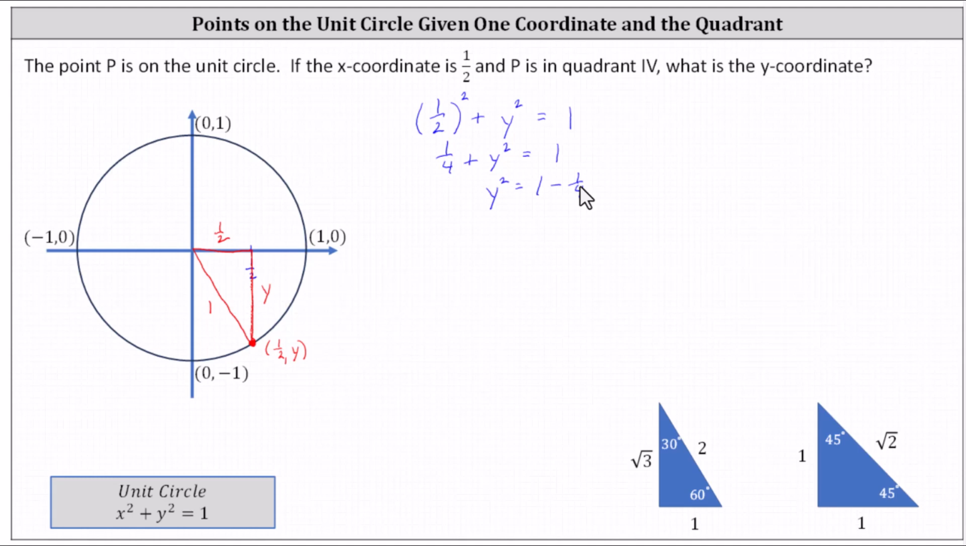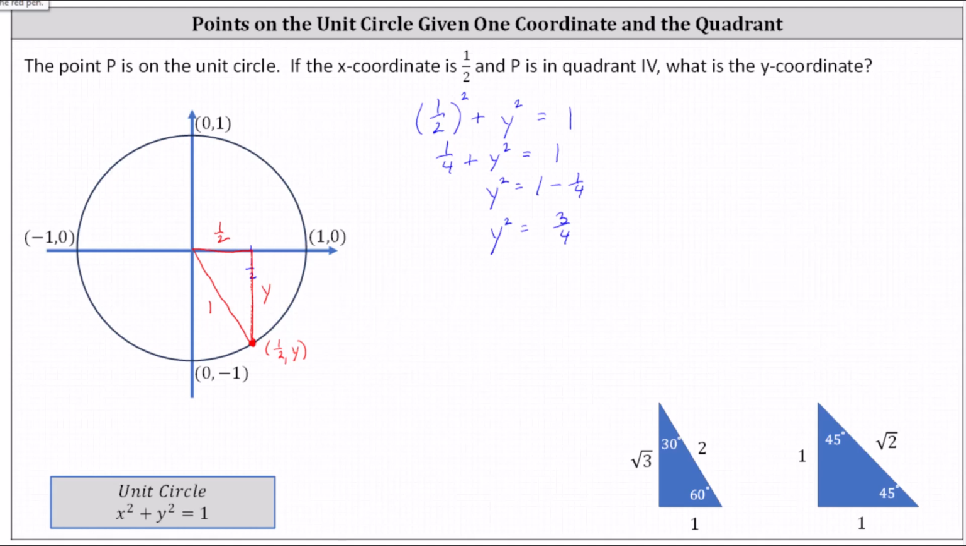1 minus 1/4 is the same as 4/4 minus 1/4, which is 3/4, giving us y squared equals 3/4. Algebraically, we'll have two values for y, a positive value and a negative value. The positive value would be the y-coordinate if the point was in the first quadrant. The negative value is the y value we're looking for in the fourth quadrant.